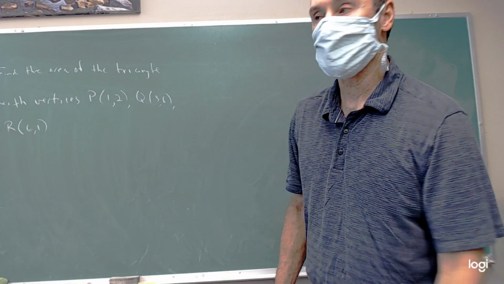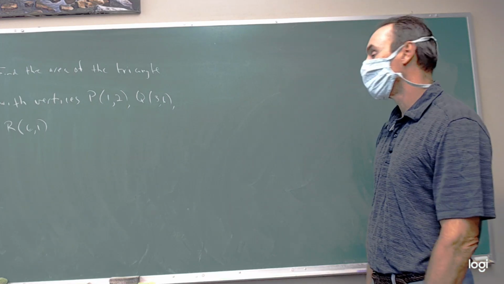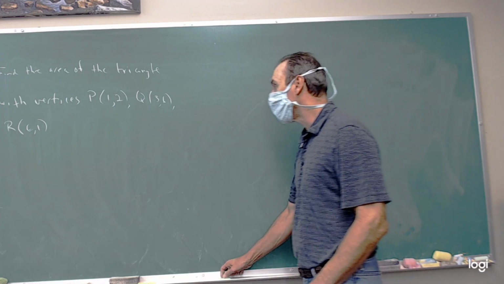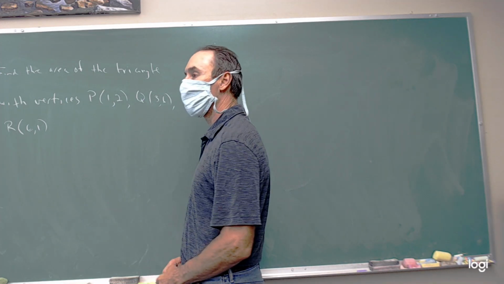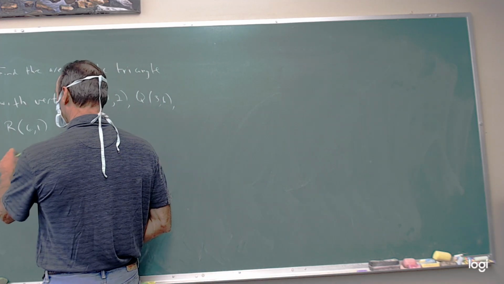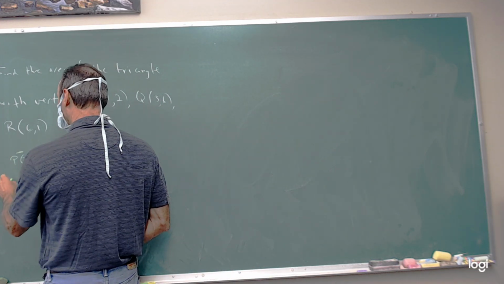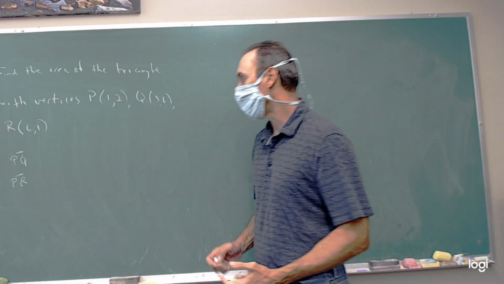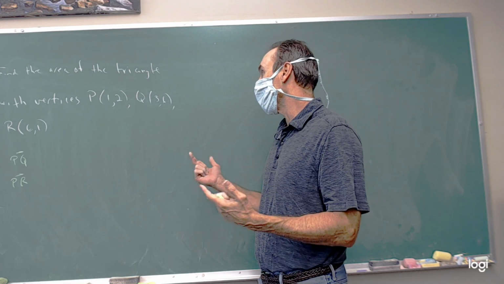How about a strategy? What do you think? I agree. What kind of vectors should we look for? Which ones were you thinking? I was thinking PQ and PR. So that's the key, is you got to make them have the same initial point. It doesn't really matter if you go PQ, PR, RQ, RP, or whatever combination.